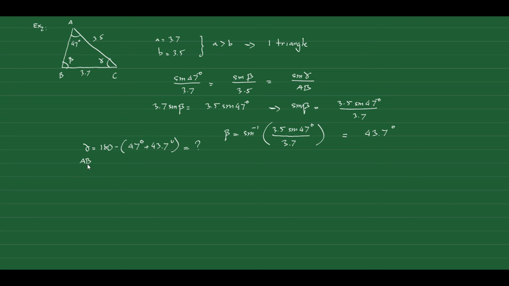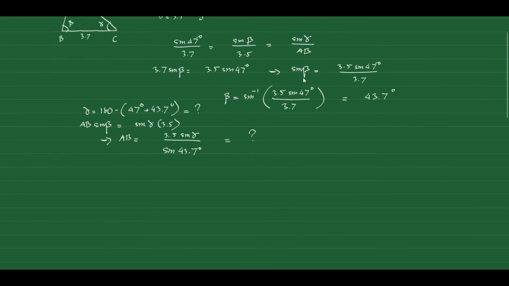So AB, cross multiply, sine beta times AB will be sine gamma times 3.5. From here we can find AB will be 3.5 sine gamma over sine beta. Sine beta is whatever it is here, sine of 43.7. And here you go, and you're done. So go ahead and calculate this question mark right over here.